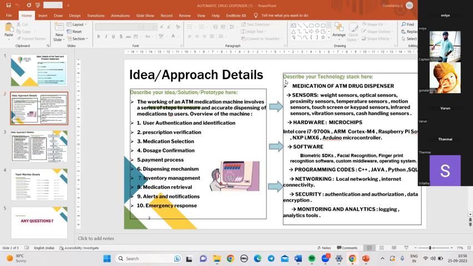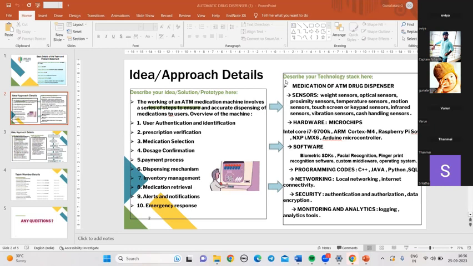C++ is often used for developing software for hardware interfaces and low-level system interactions. Java is frequently used for backend processing and managing transactions. Python can be used for various aspects, including server-side processing, data management, and high-level software development.